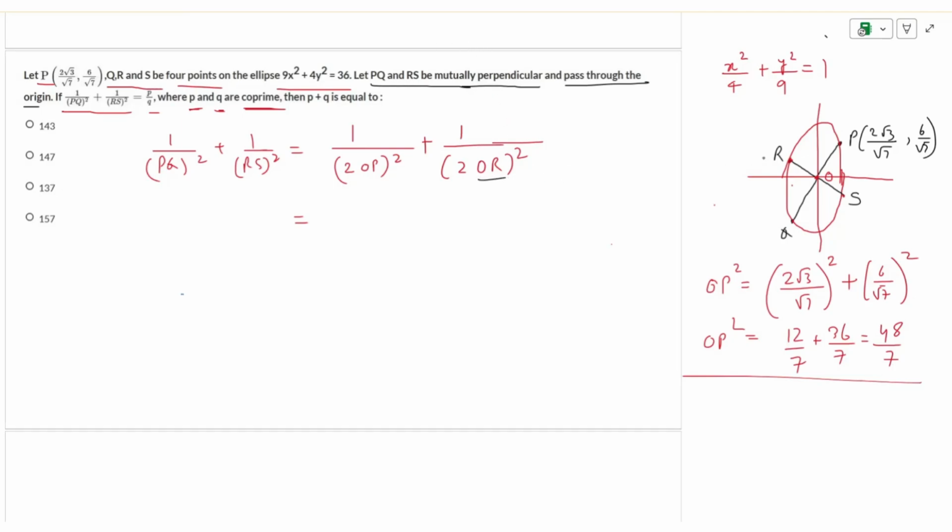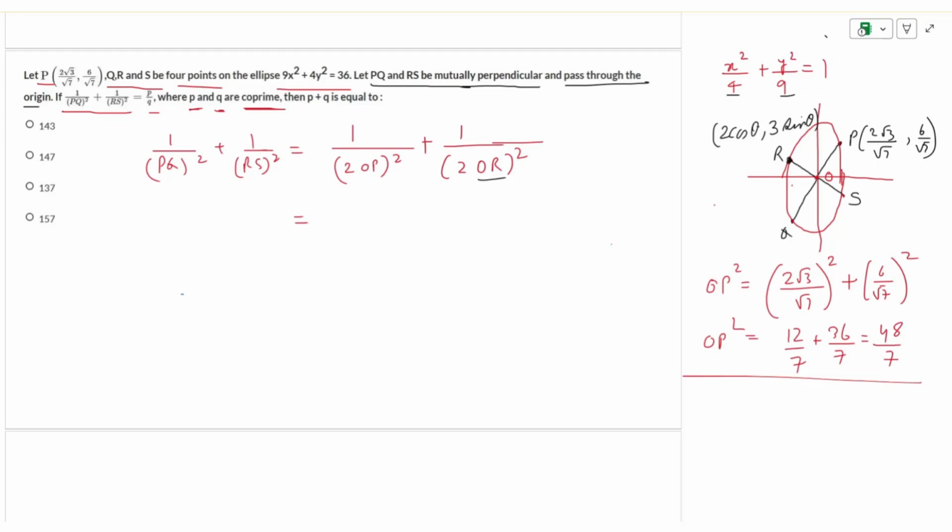Getting OR square. Do I know R? No, right? That's the only thing you have to do in this question: get the R value, the coordinate of R. Let's assume something. How do you assume? A cos theta, B sin theta, right? So A is 2, so 2 cos theta, and B sin theta, B is 3. So this is the coordinate for R.